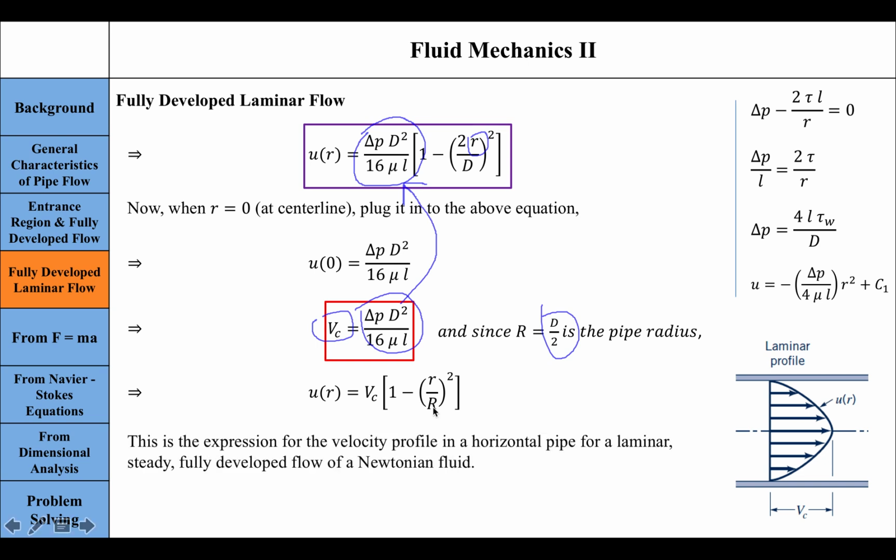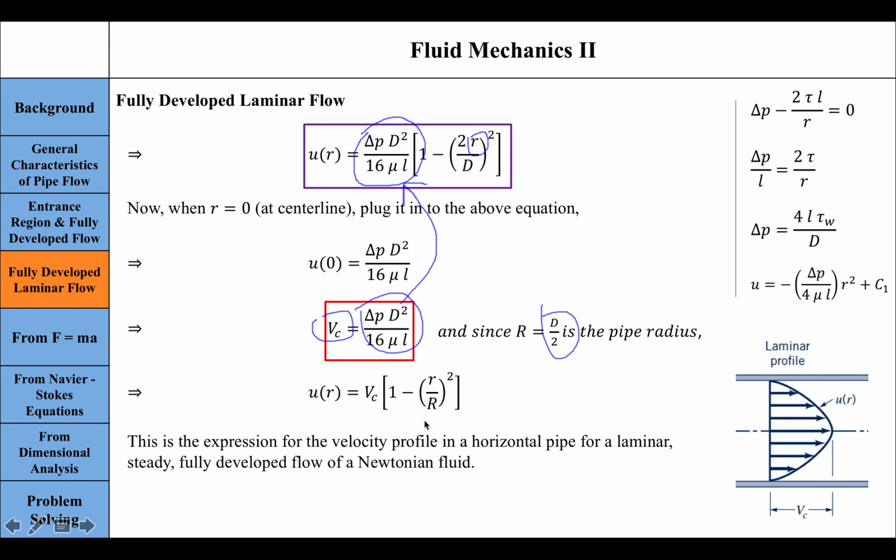So this is the expression for the velocity profile in a horizontal pipe for a laminar steady fully developed flow of a Newtonian fluid. Okay, so this is what is being represented here as well. VC shows you the velocity at the center line. And it's easier to see that if you want to identify the highest velocity at the center line, just plug in r equals 0 here. You will have the maximum velocity here.